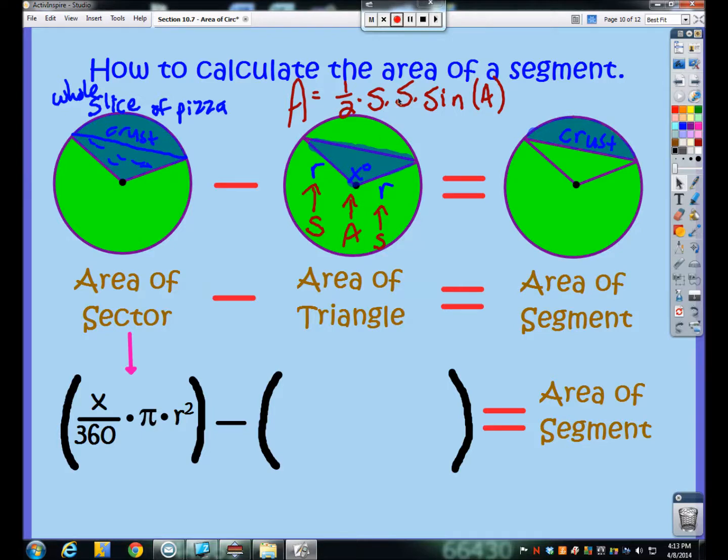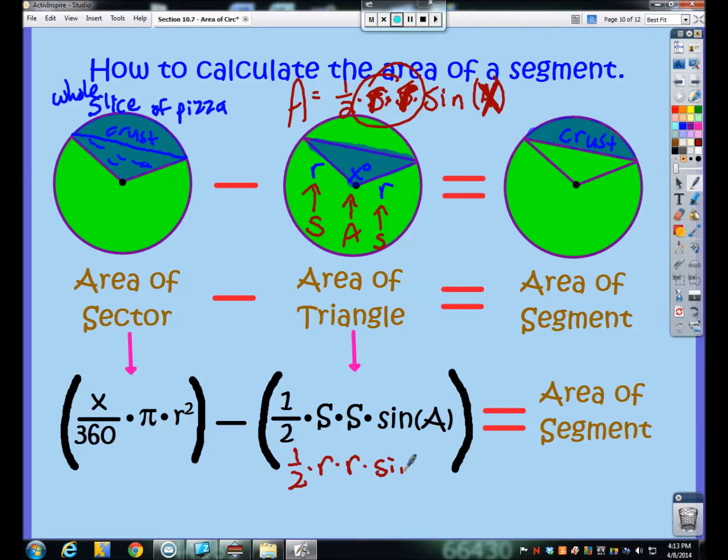So the two s's are really radii. So we're going to have 1/2 times the radius times the sine of our central angle, which we're calling x. Well, we can simplify r times r. That's r squared. So this is 1/2 times r times r times sine of x, and so we could say this is 1/2 r squared times sine x.